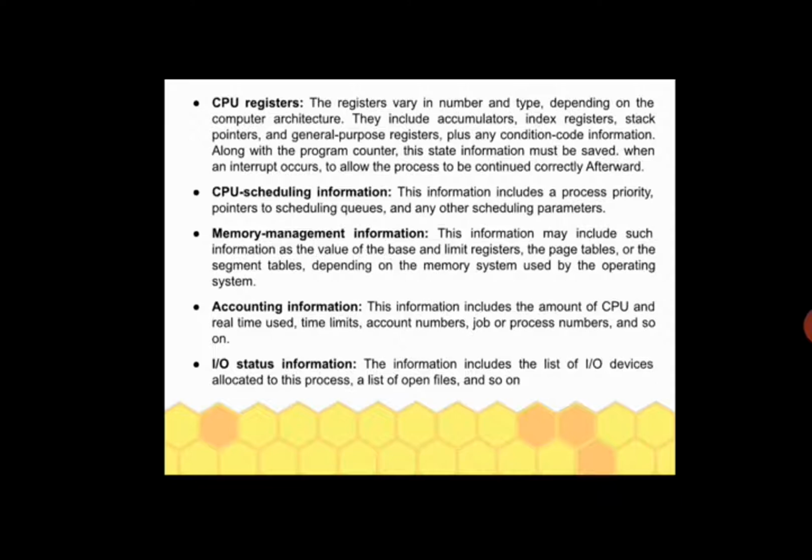So this information may include such information as the value of the base and limit registers, page tables, or the segment tables, depending on the memory system used in the operating system. So the page table will have its own stack of data. Fine. So separate page tables will be there, depending on the number of pages available for the processing. Next, there will be the segment table. Ultimately, this memory is nothing but some blocks, segments can be considered, sectors will be there. So ultimately you have to think in that way.